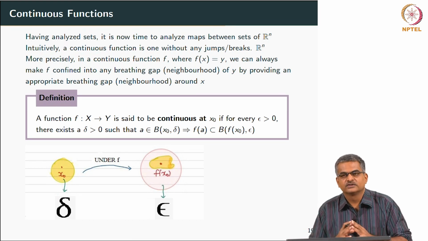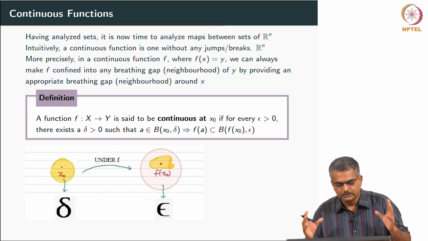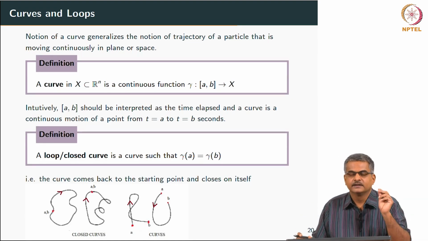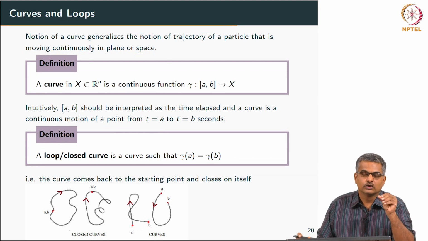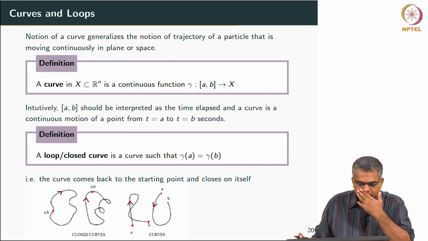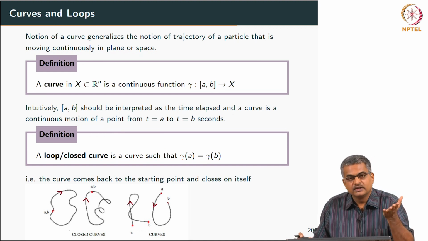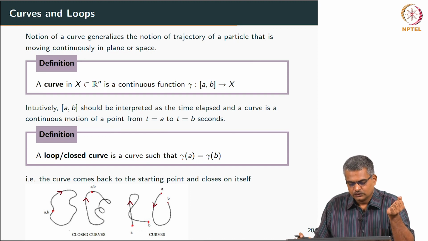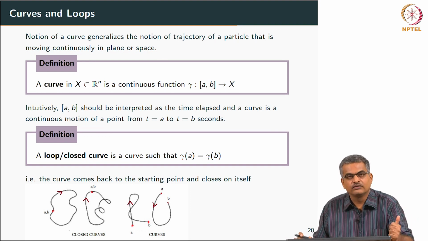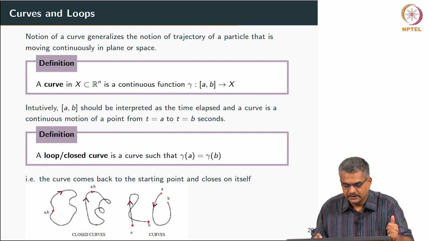Once we know the definition of connected, we need a notion of simply connected. This notion of simply connected is useful when we talk about non-existence of periodic solutions, right. For that, we already defined the notion of continuity. So, let us define two more notions, that is a curve. A curve in a subset X of R^n is nothing but a continuous function from an interval [a, b] to the set X, right.